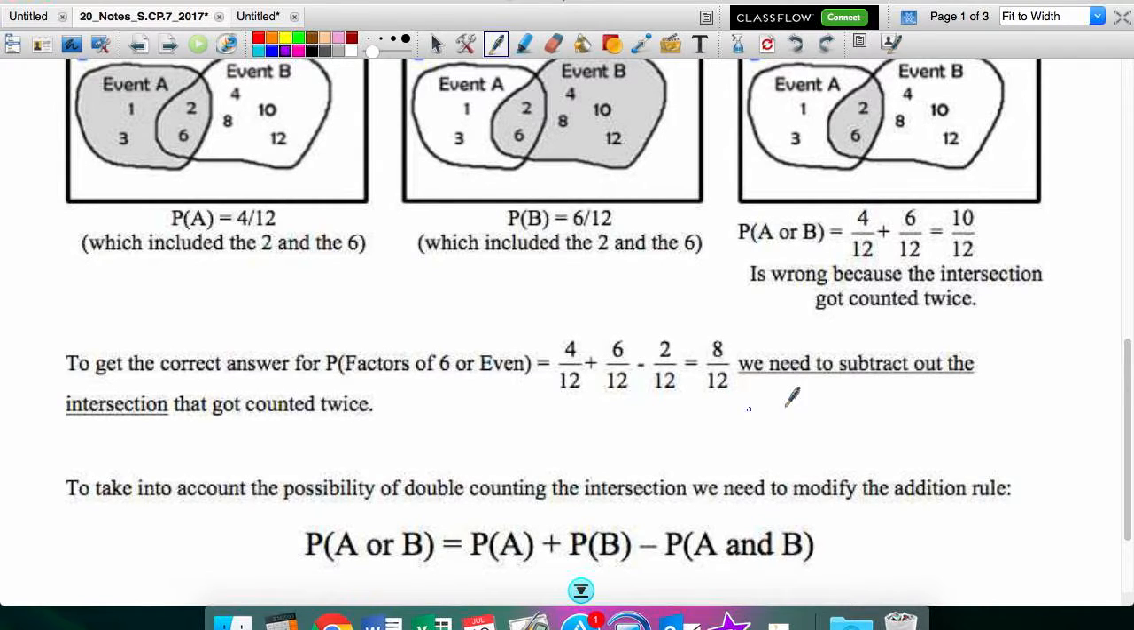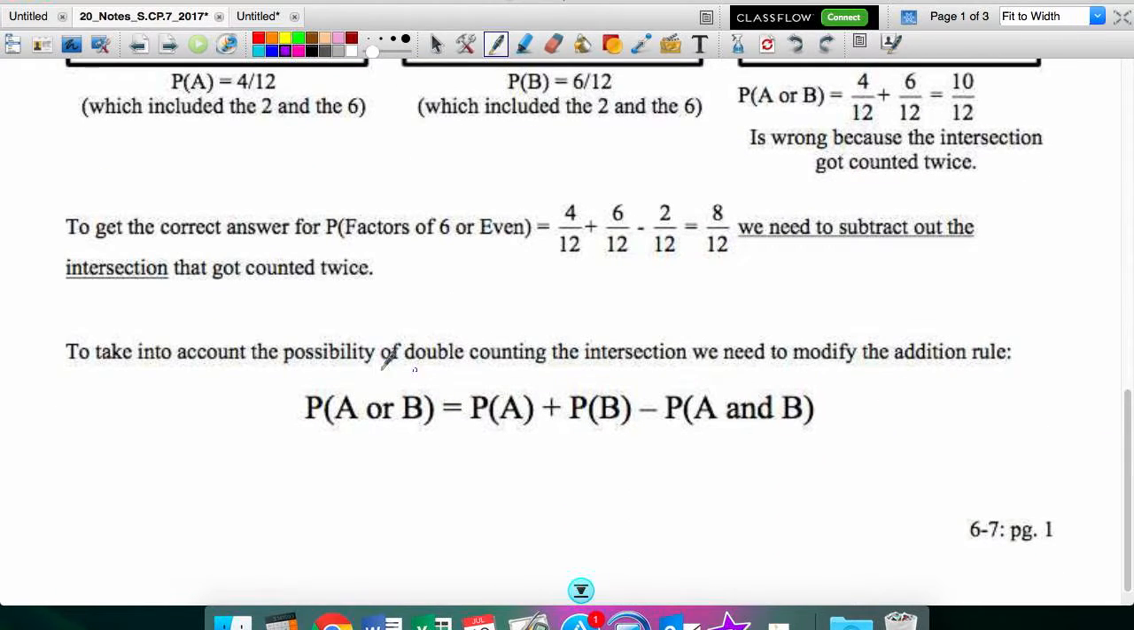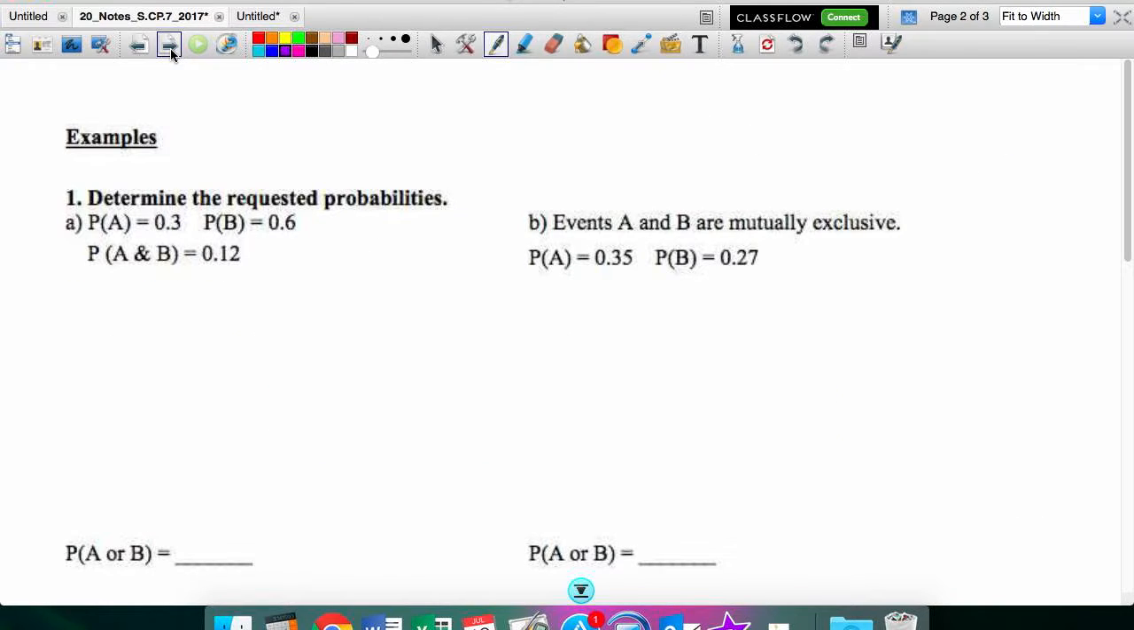If we want to generalize this formula for any union, we're going to get the following formula. Probability of A or B will be equal to the probability of A plus the probability of B minus the probability of A and B. This is our new formula for the day and an important one to know. So let's go ahead and apply this formula on the next page.